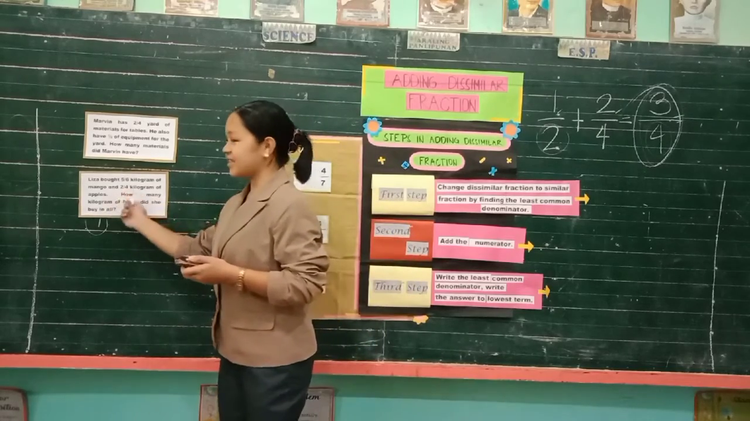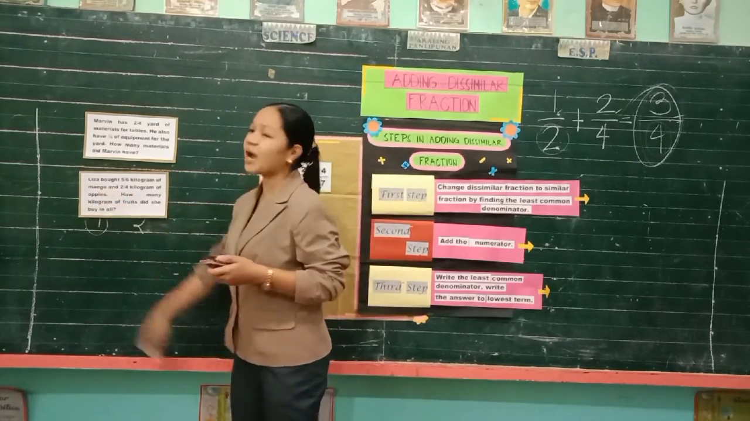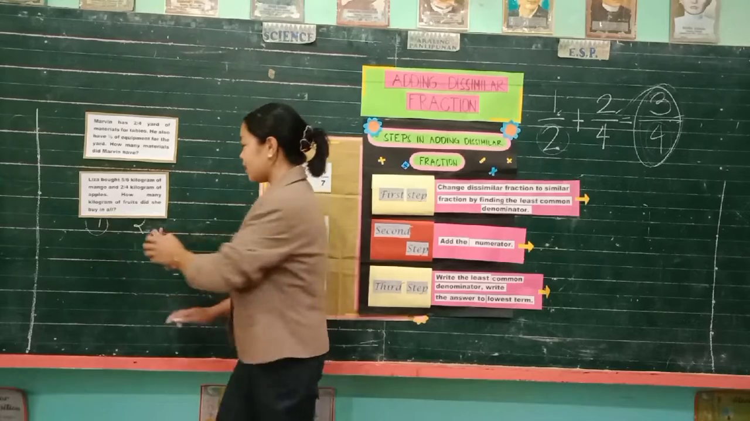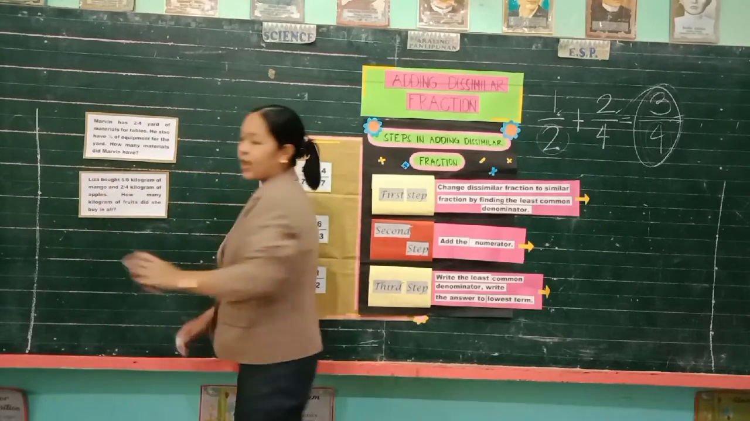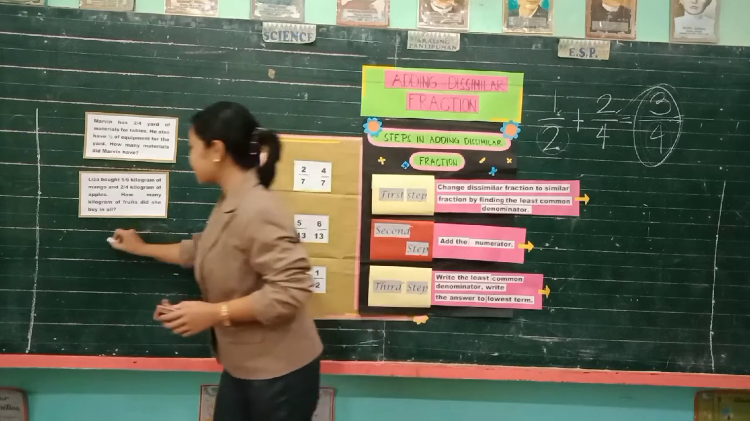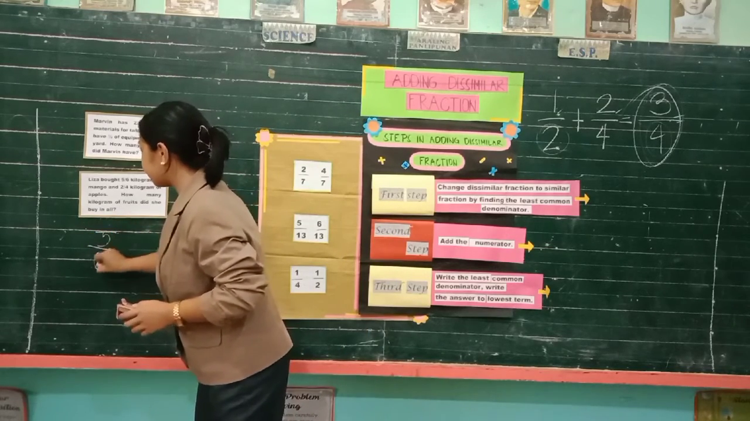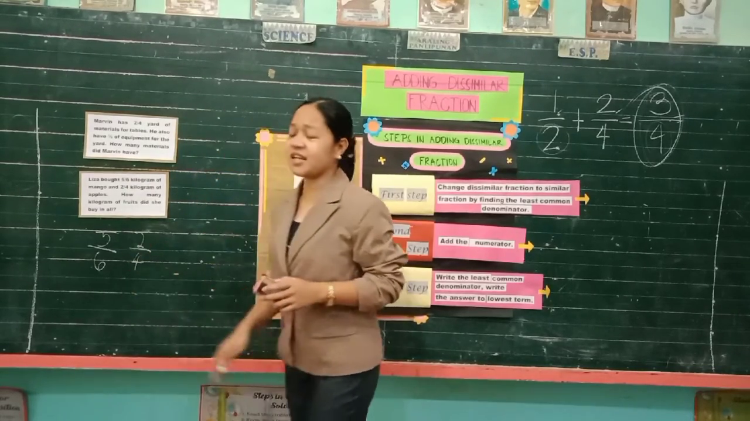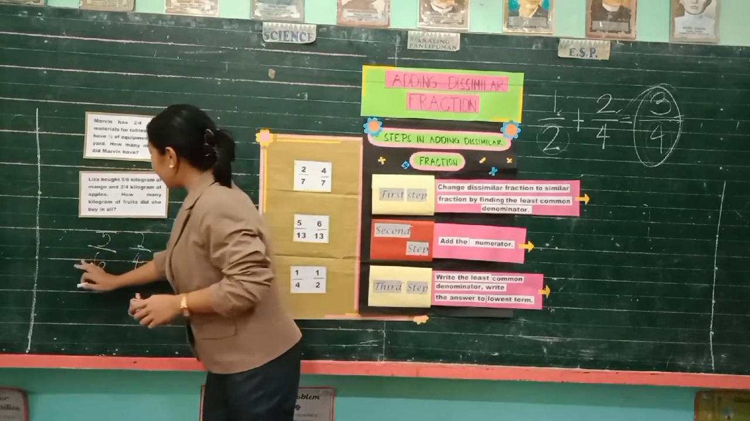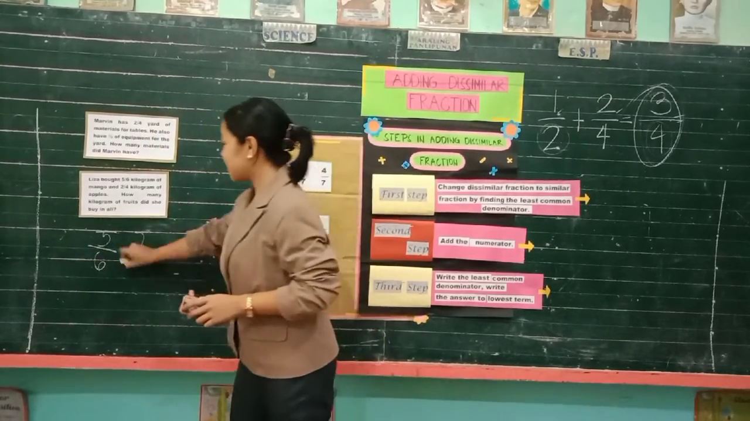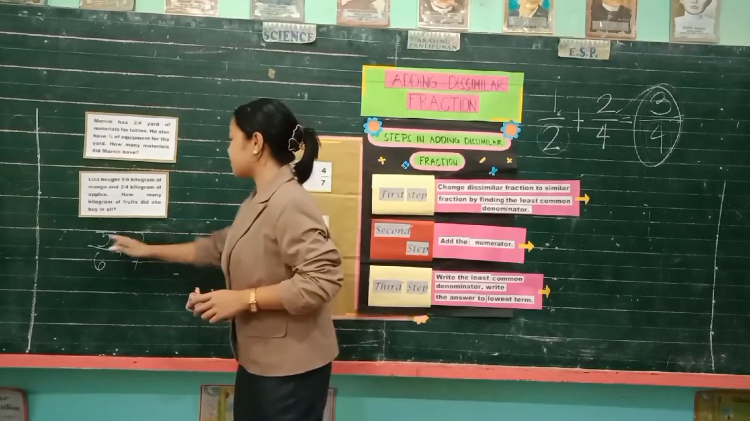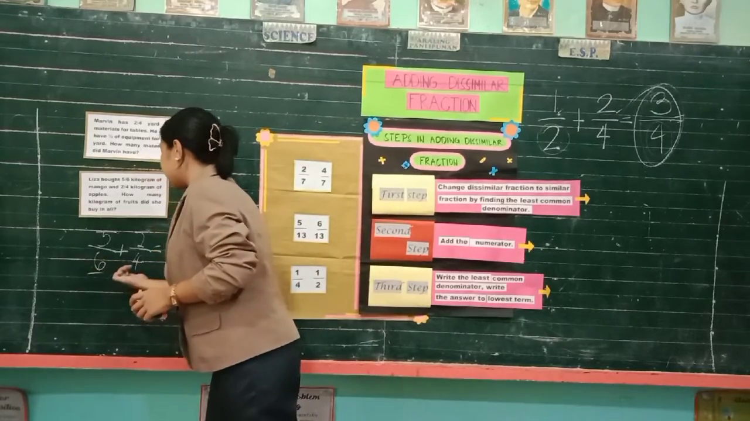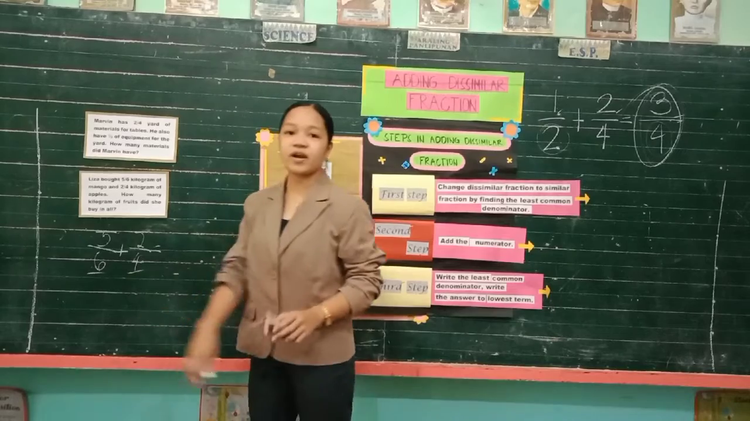Yes, it is addition. What is asked in the problem? How many kilogram of fruits did she buy in all? Alright. So what fractions are given? It is 5/6 and 2/4. You said earlier that the operation is addition. So we will add this 5/6 and 2/4. What is the LCD of 6 and 4?